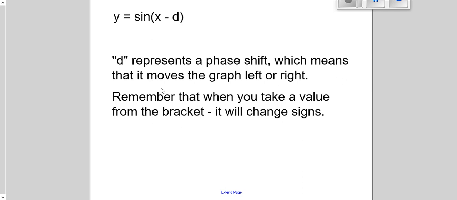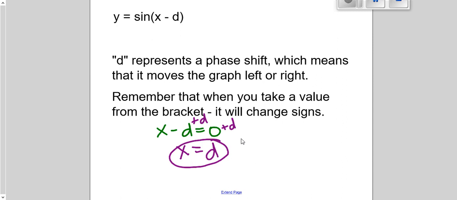Now, just a quick reminder, when you take that value outside of your brackets, it does change signs. The reason for that is because you're actually setting that x minus d equal to 0, and you're solving for x. And so if I move d to the other side, I have to add d to both sides, and we get x equals d. So it will change signs as it comes out of your brackets, and that's your phase shift.